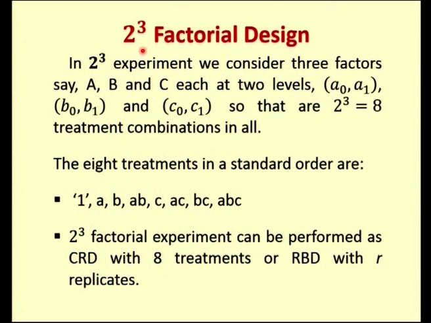Now, we will discuss the 2 power 3 factorial design. In 2 power 3 experiments, we consider 3 factors, say A, B, C, each at 2 levels, say A naught, A1, B naught, B1 and C naught, C1. So, we have in all 2 power 3 equals 8 treatment combinations. The 8 treatment combinations in standard order are represented as 1, A, B, AB, C, AC, BC and ABC. A 2 power 3 factorial experiment can be performed as a CRD with 8 treatments or an RBD with R replicates.